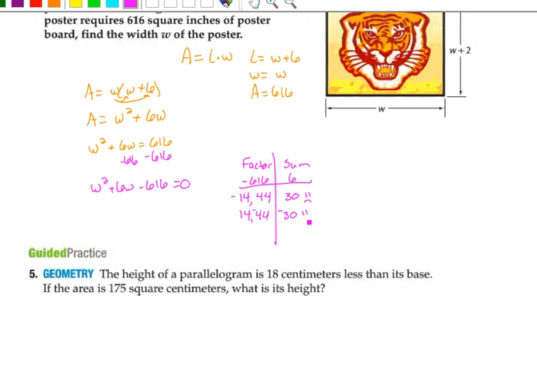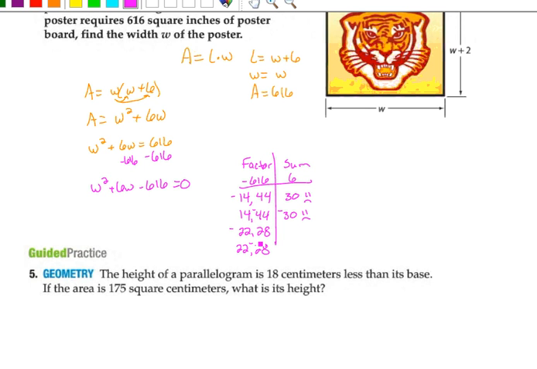And this is negative 30. Okay, well, let's try double 14 then. Let's try 28. So 616 divided by 28 is 22. So let's try 22 and 28 and see what happens.